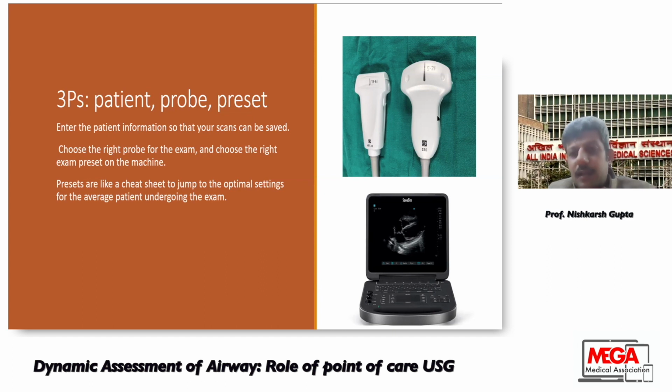So broadly, for practical purposes, you have a linear probe and you have a curvilinear probe. We can see the frequency also. The linear probe has 6 to 13 megahertz. So the frequency is higher as compared to the curvilinear probe, which is 2 to 5 megahertz.